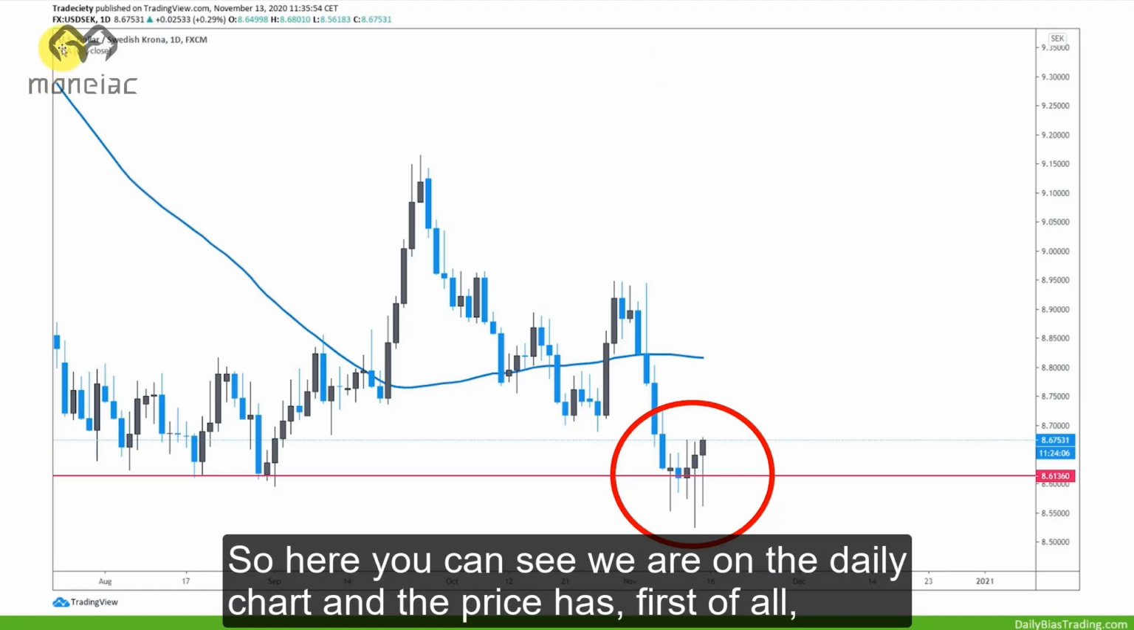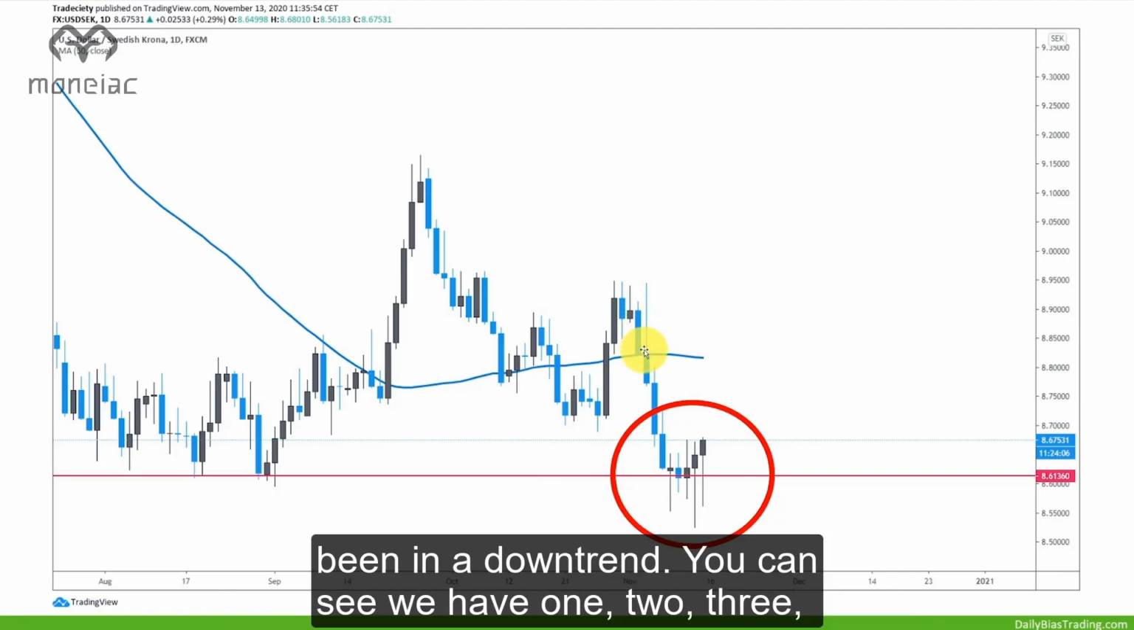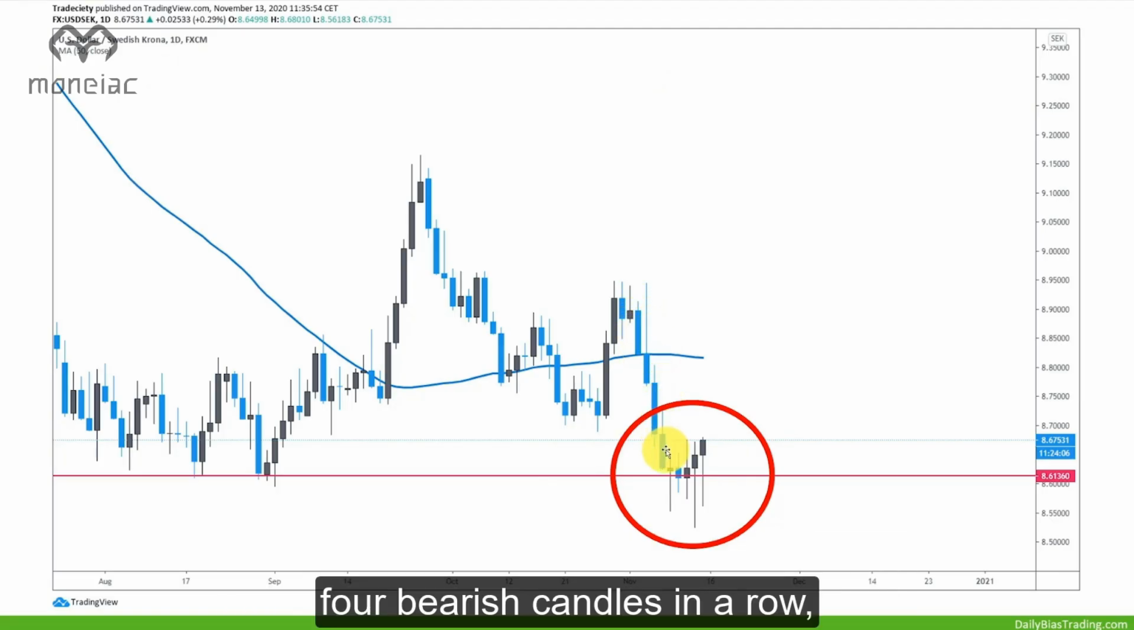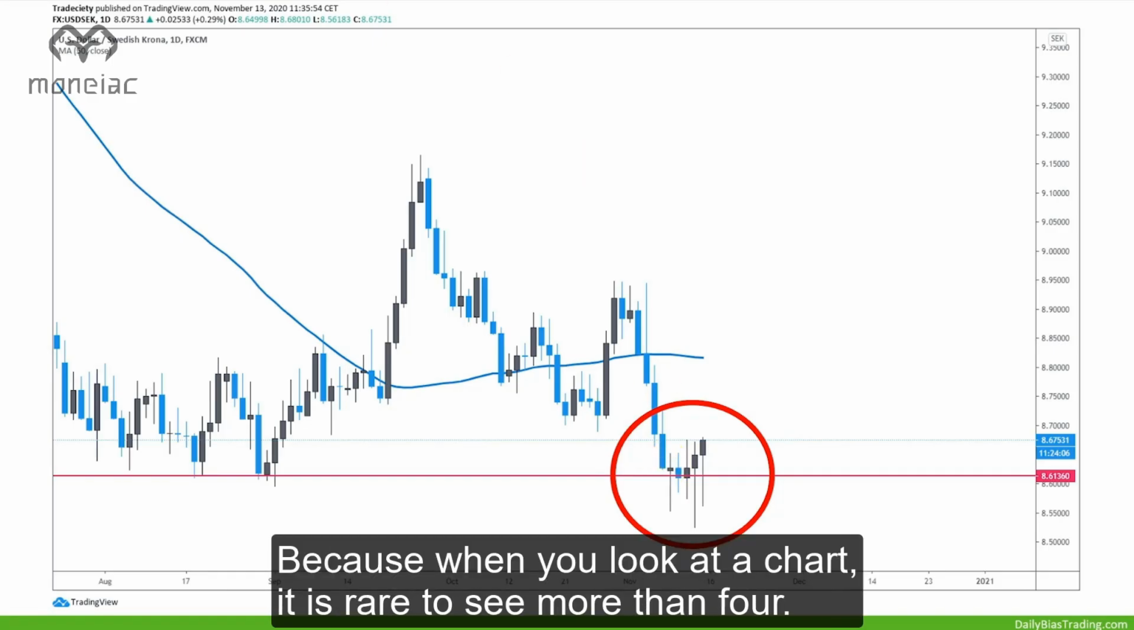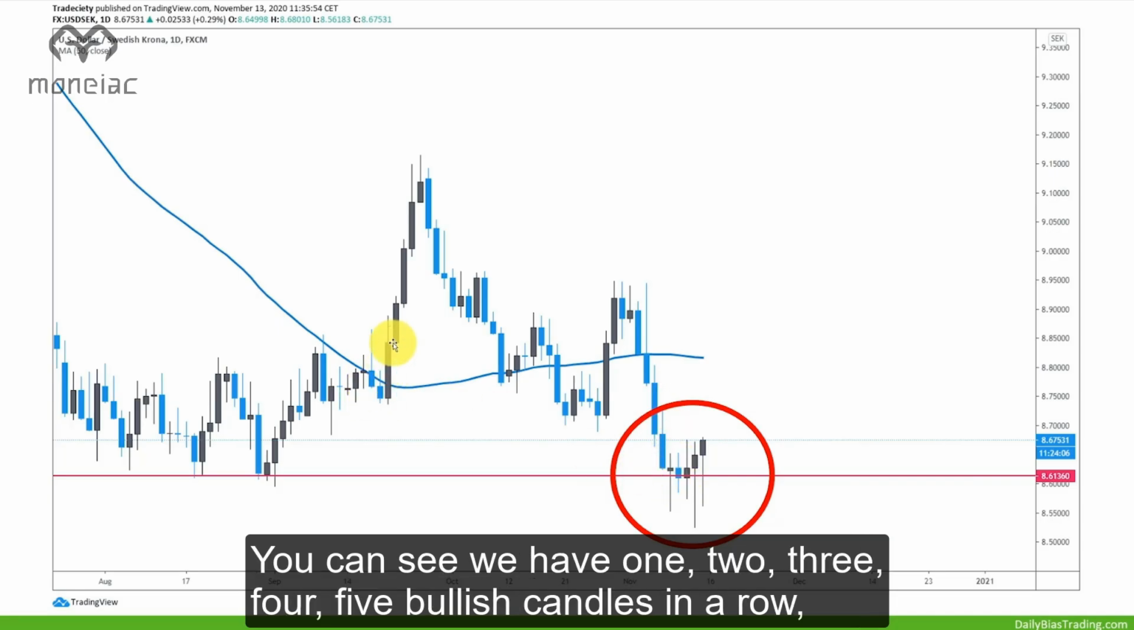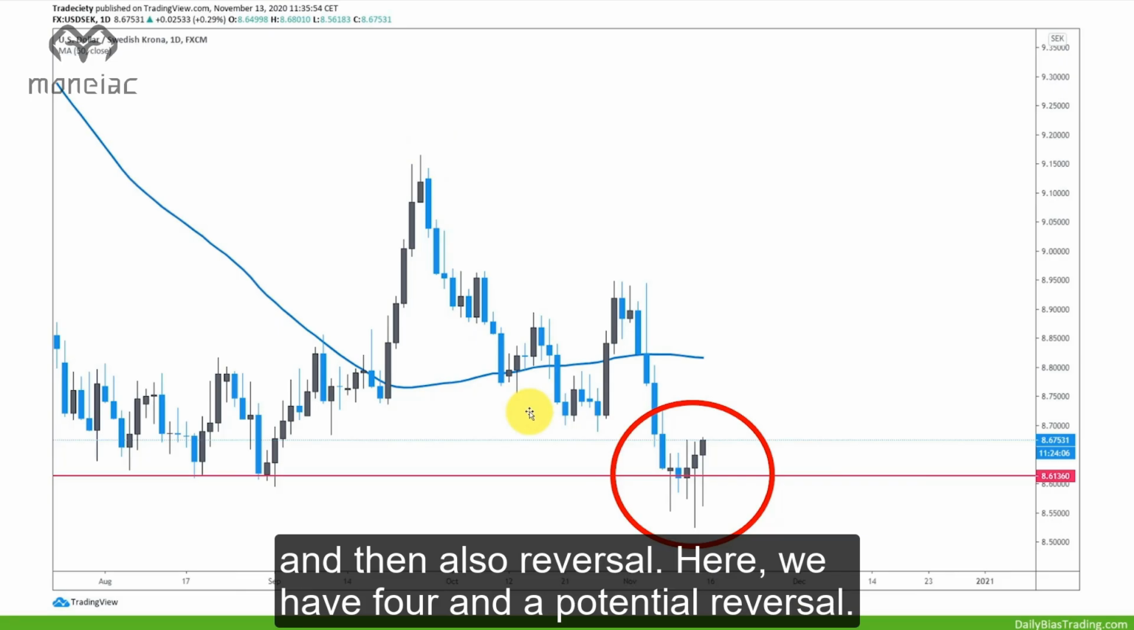So here you can see we are on the daily chart, and the price has first of all been in a downtrend. You can see we have 1, 2, 3, 4 bearish candles in a row, which is already something that should spark your attention, because when you look at a chart, it is rare to see more than 4. You can see we have 1, 2, 3, 4, 5 bullish candles in a row, and then also a reversal. Here we have 4 and a potential reversal.